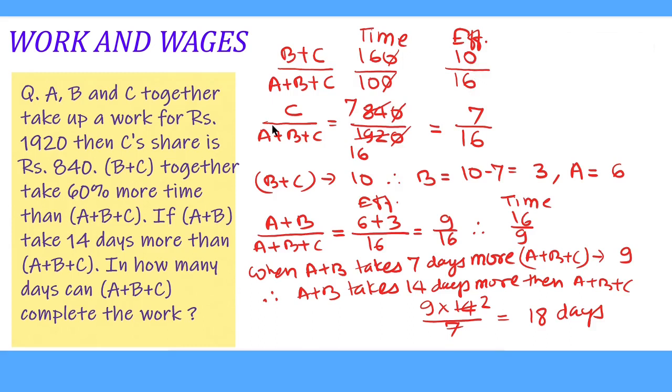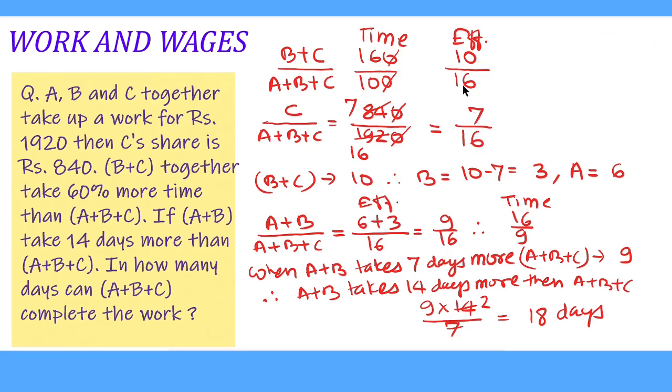Now C gets rupees 840 out of 1920. So if A plus B plus C are getting rupees 1920 when they are working together, then C's share is 840, and we know that the money is always distributed as per their efficiency. So C upon A plus B plus C is equal to 840 upon 1920, which is equal to 7 upon 16. And thus the efficiency ratio of C upon A plus B plus C is equal to 7 upon 16.